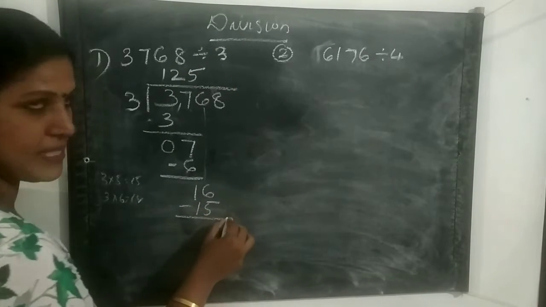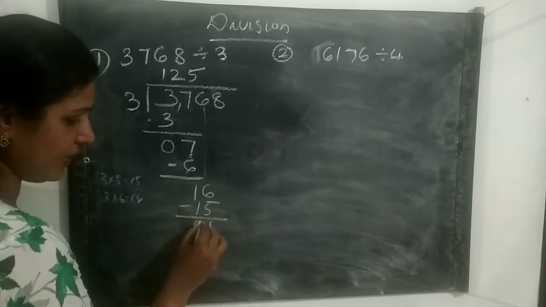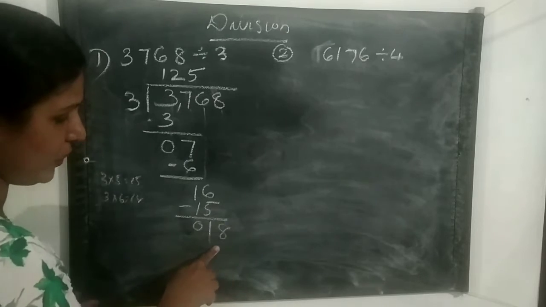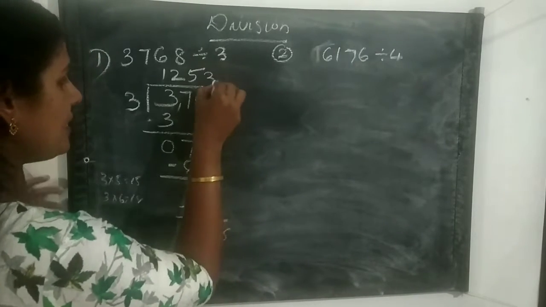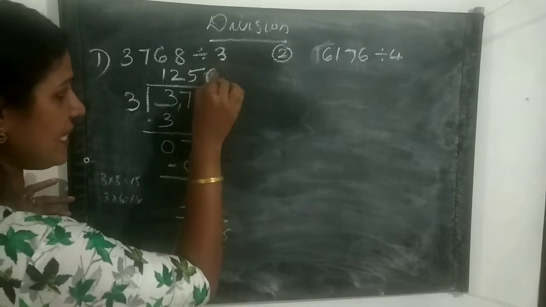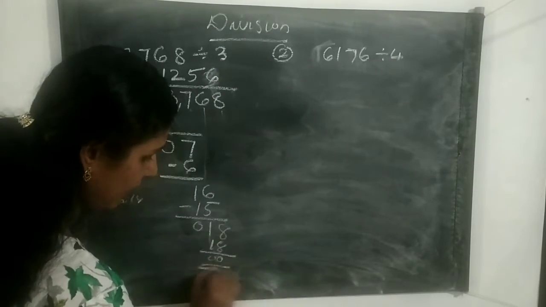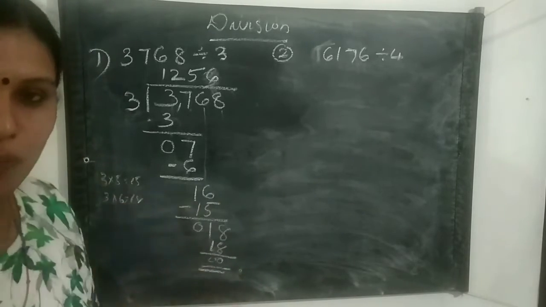3 5s are 15. And the next step is subtraction. 6 minus 5 is 1. 1 minus 1 is 0. And next is 8. We bring down this 8 from the top. That is, we get 18. That is 3 6s are 18. So we get 0. When we get that 0, then we just stop there.